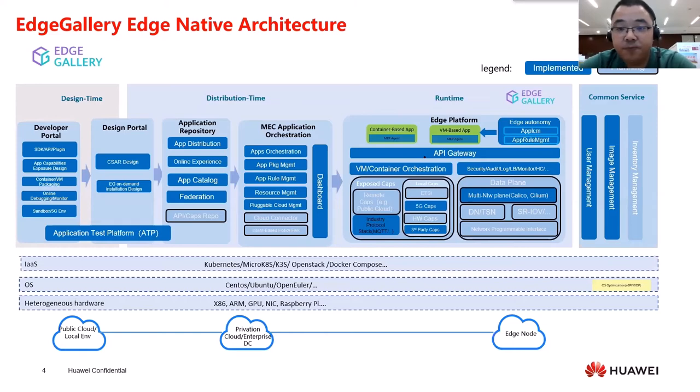The runtime is about two things. The first thing is our MEP. We include the API gateway, capabilities and data plane. For the data plane, we extend the Kubernetes multi-network plane, using Multus to extend the network, so that we can have differentiation from the Kubernetes kernel capabilities.